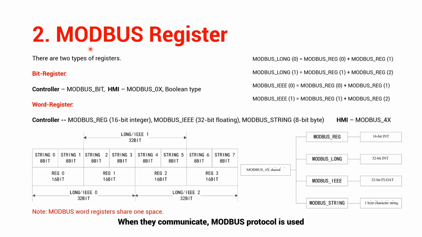When they communicate, the Modbus protocol is used. It needs to save data into Modbus registers. Then, what is a Modbus register and how to use it? It has two registers, the bit register and the word register. The bit register is the Modbus bit. For HMI, it is Modbus 0x. It belongs to the Boolean type.